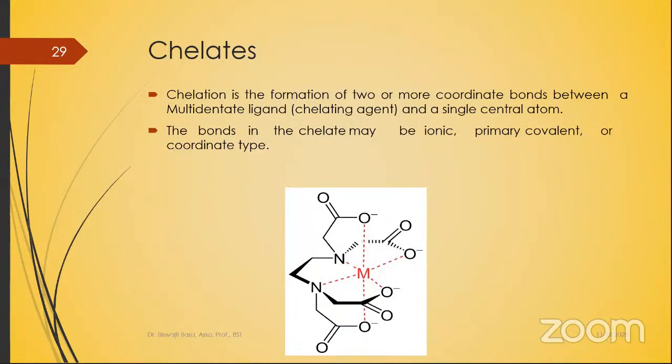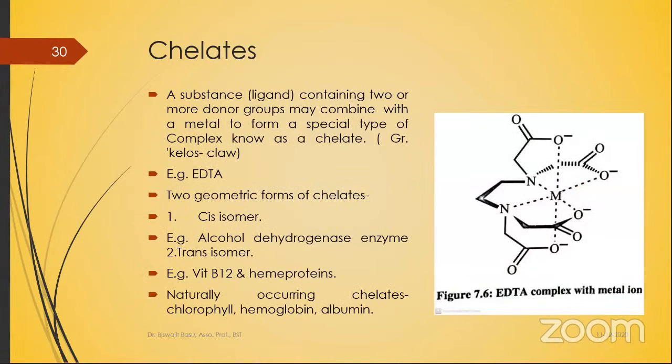So chelation is the formation of two or more coordinate bonds between a multidentate ligand and a single central atom. And the bond in that chelate may be ionic type, primary covalent or coordinate type. Okay, that is known as a chelate. A substrate, sorry, a ligand containing two or more donor groups may combine with a metal to form a special type of complex that is known as a chelate.